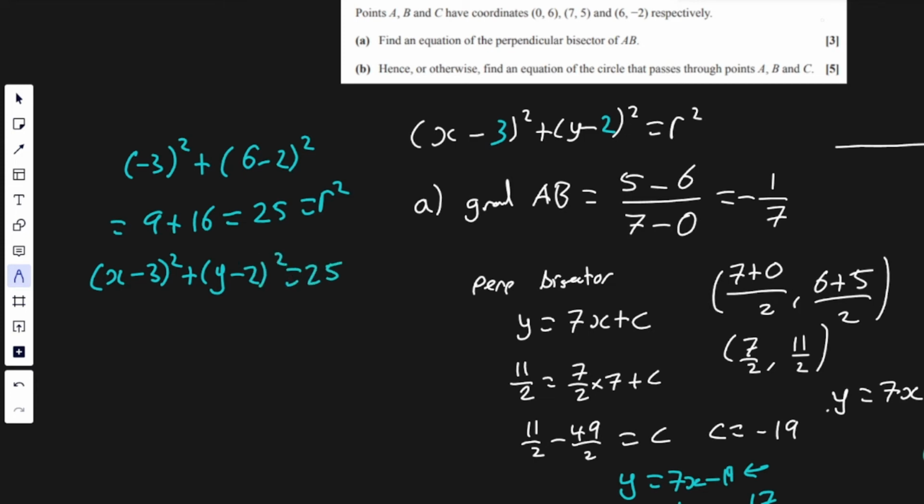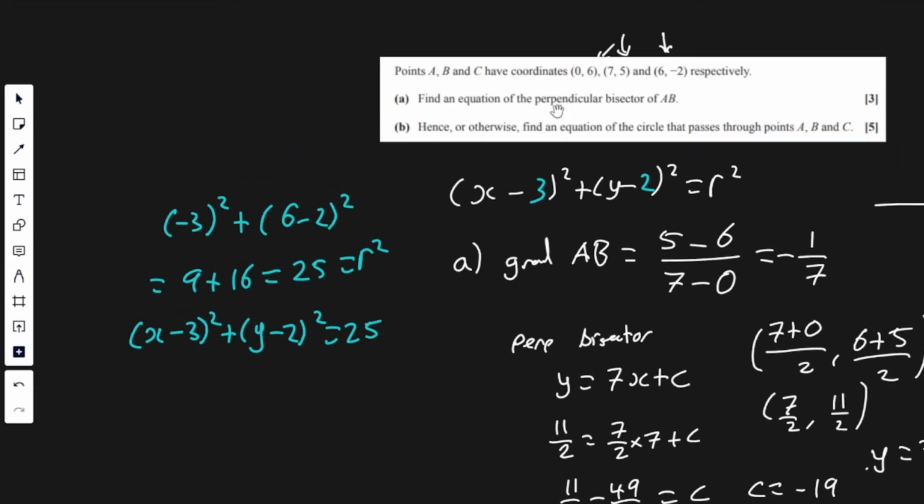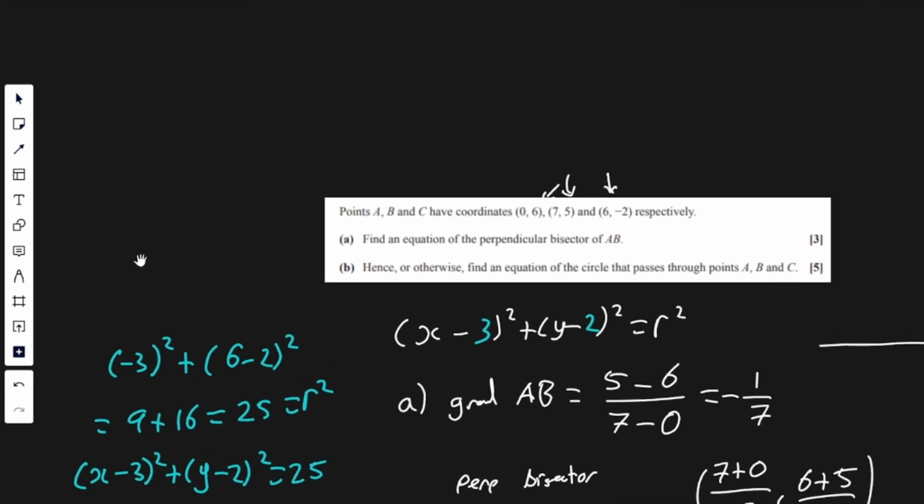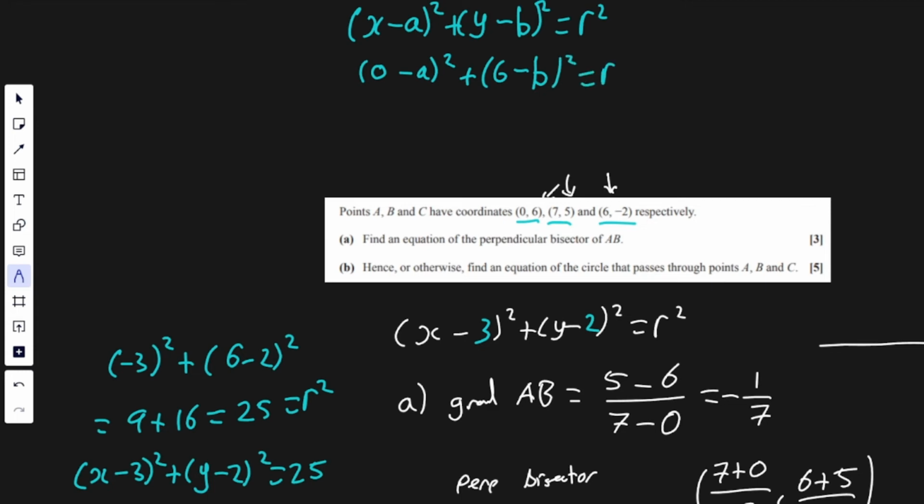Now, for those of you who are interested in this sort of thing and want to try an alternative method, I'll just briefly explain how to do that. Otherwise, if you're not interested, just skip on to the next question. So let's say I want to do it the other way, where I have x minus a squared plus y minus b squared equals r squared. What we can do is sub each of these coordinates in to form some simultaneous equations. So first of all, subbing in 0, 6, like this, we get a squared plus 6 minus b squared equals r squared.